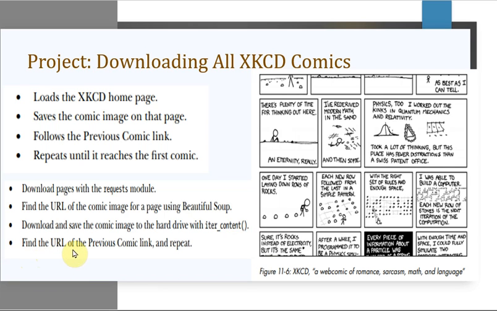Next, find the URL of the previous comic link and repeat. So first with the requests module you download, then using the Beautiful Soup module you extract. What are you extracting? Here you are extracting only the images, right? How it will be done we will see. So only the image part will be extracted, and downloaded and saved on your hard drive. You mention the location where you want the images to be stored, and iter_content is nothing but how much data should be retrieved at each iteration, in terms of number of bytes.